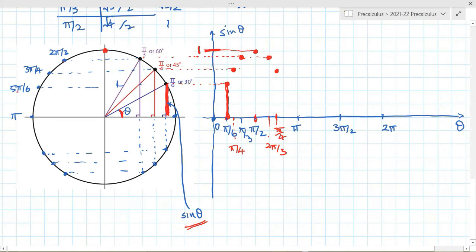And then 5 pi over 6 will be same as this one. So it is here. At pi, it will be 0. Right? Then we continue beyond pi. So then we have this value here.